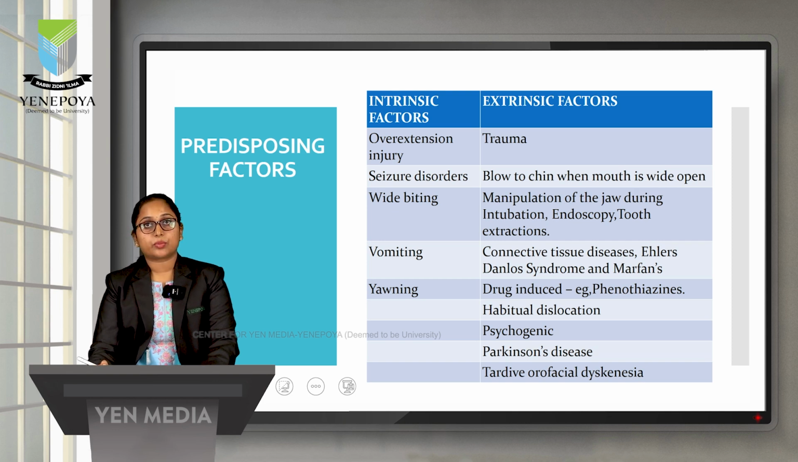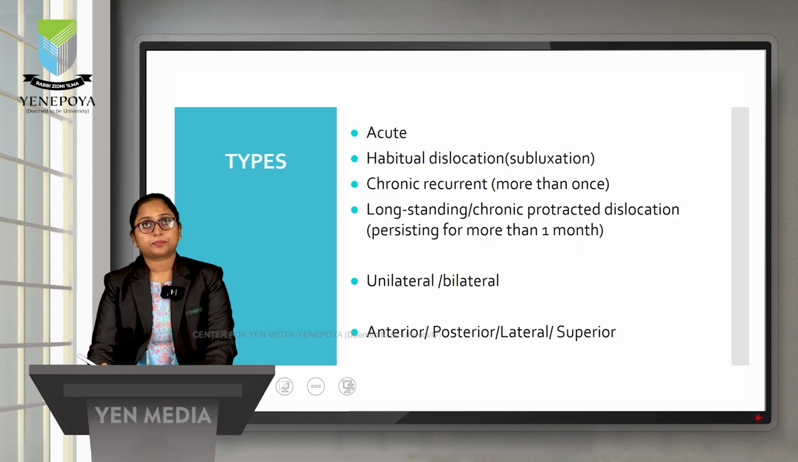Certain drugs are prone to induce dislocation, such as phenothiazines and the psychotropic drugs given to those patients. Patients with Parkinson's disease and tardive orofacial dyskinesia can have a tendency for habitual dislocation. There are different types of dislocation.